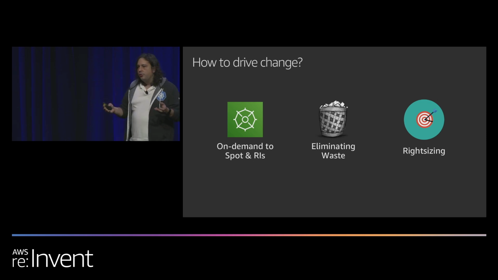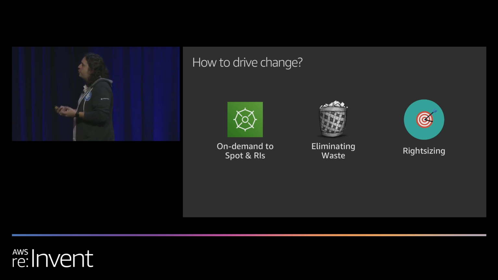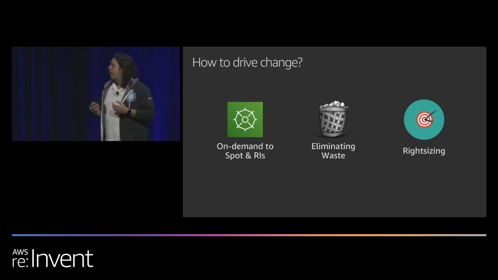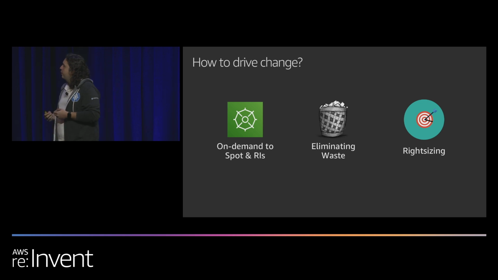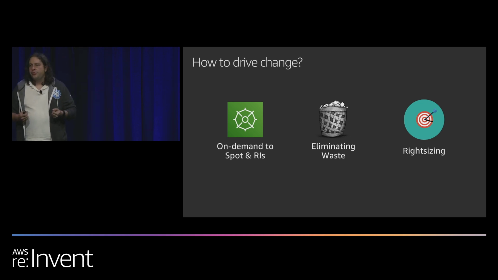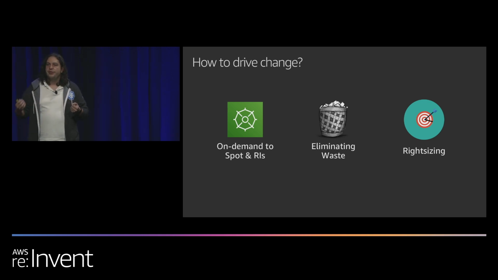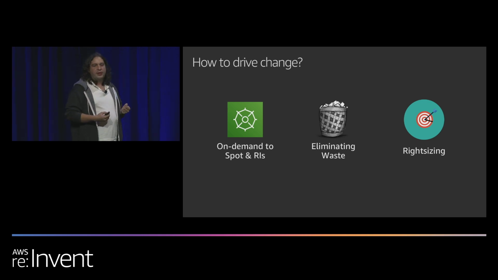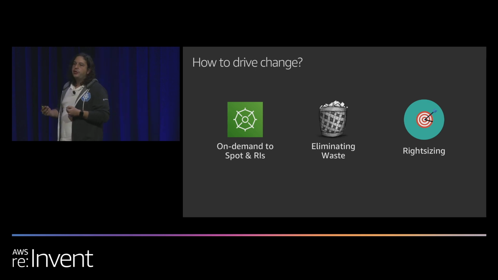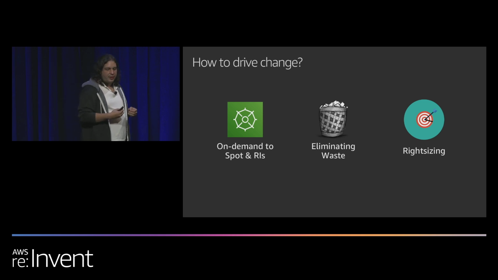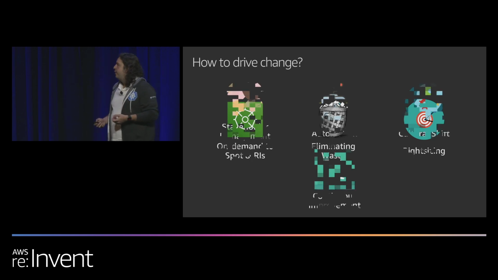So how can you, here in this session, drive changes and results to your company? So the playbook, basically, that we try to follow is that we have to migrate workloads that are on demand to different purchase models, like spot instances and reserved instances. That's one way to do it. Second thing is eliminate waste. We should not be paying for things that we're not using. And third, we should right-size our workloads. And that's the playbook, that's the theory.